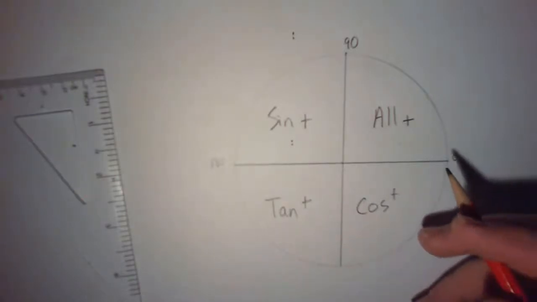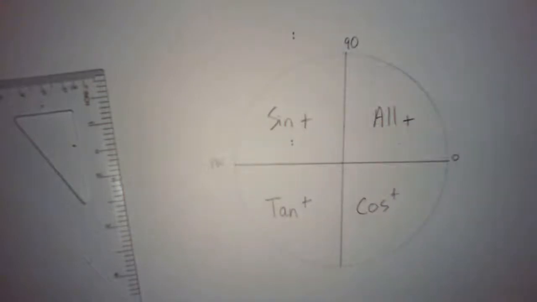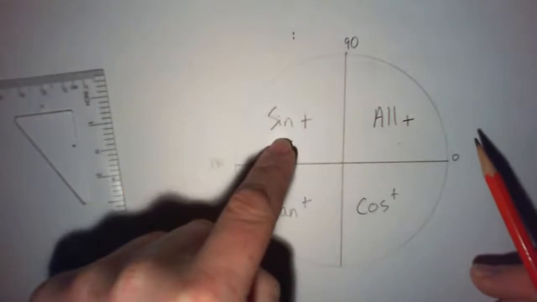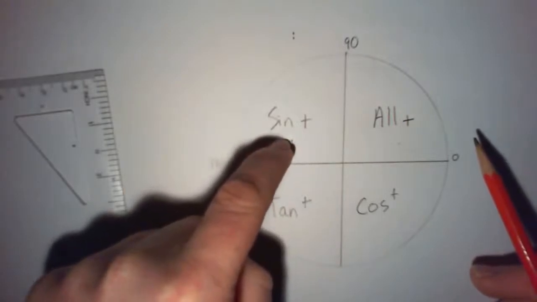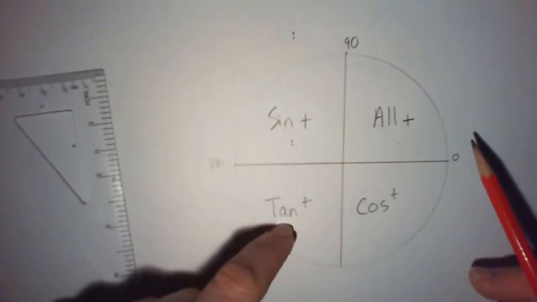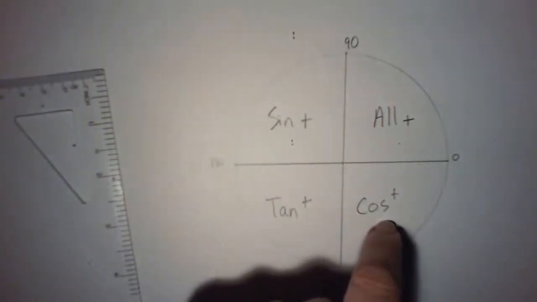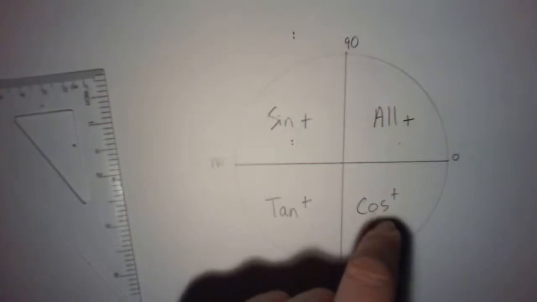Okay? So, in each of the 4 quadrants, there is something different. First quadrant, they're all positive. Sine, cos, and tan. Second quadrant, only sine is positive. Third quadrant, only tan is positive. And fourth, only cos is positive. Okay, so it's a pretty cool and nifty little thing to figure out.